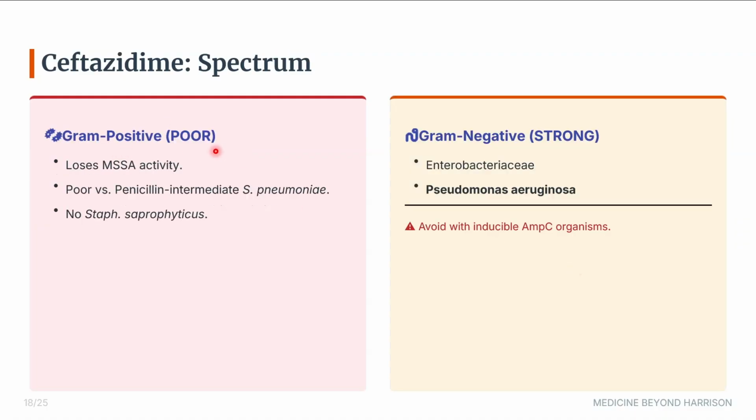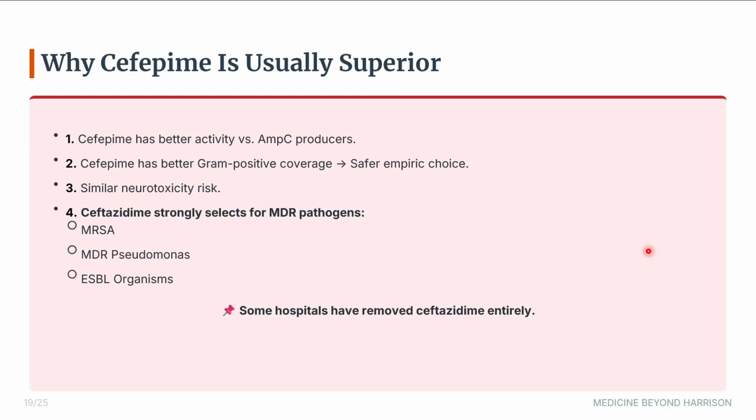Spectrum: very poor gram-positive coverage compared to ceftriaxone, although it remains a third generation cephalosporin. It has good gram-negative coverage, covering all the Enterobacteriaceae and Pseudomonas aeruginosa also. That is the added advantage of ceftazidime compared to ceftriaxone. So if you suspect Pseudomonas infection, then you can go for ceftazidime. Again, it should be avoided with inducible AmpC organisms, that is the SPICE organisms that we have discussed in previous modules.